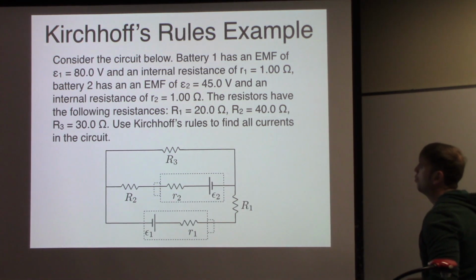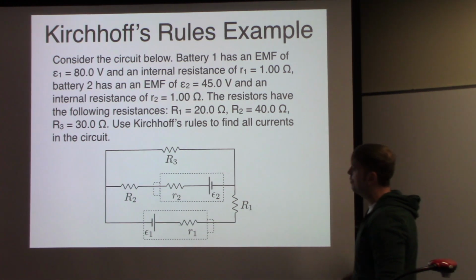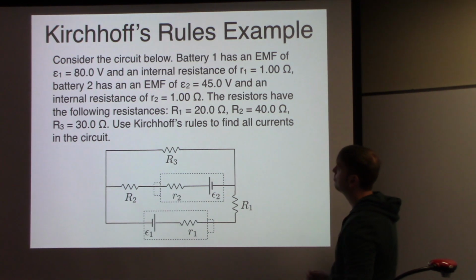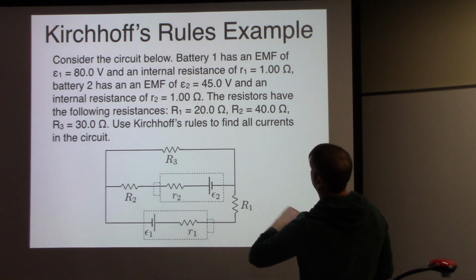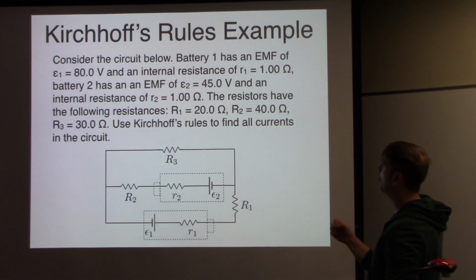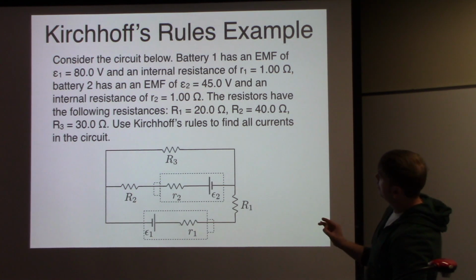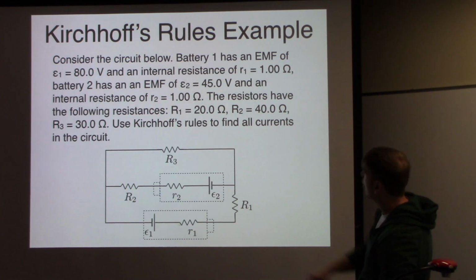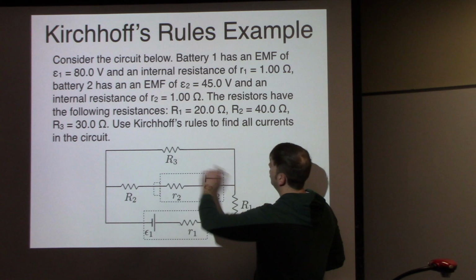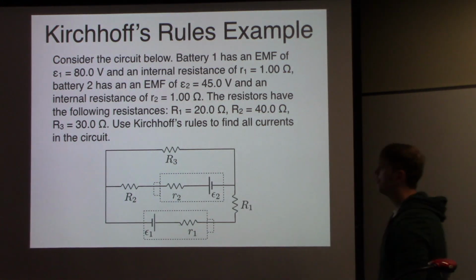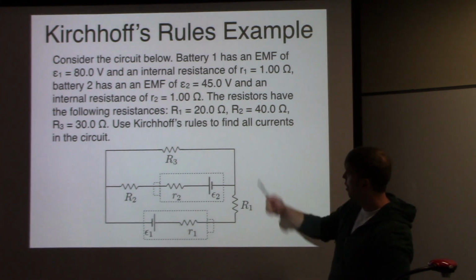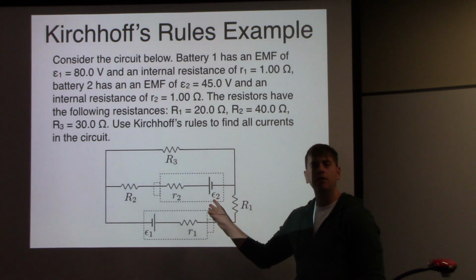Okay, so what are the numbers? Battery number 1 has an EMF of 80 volts and an internal resistance of 1 ohm. Battery number 2, that's this one in the middle, has an EMF of 45 volts and an internal resistance of 1 ohm. The resistors have the following values of R. R1 over here is 20 ohms, R2 over here is 40 ohms, and R3 at the top of the circuit is 30 ohms. So here's what we're going to do. We're going to use Kirchhoff's rules to find every single current in this circuit.